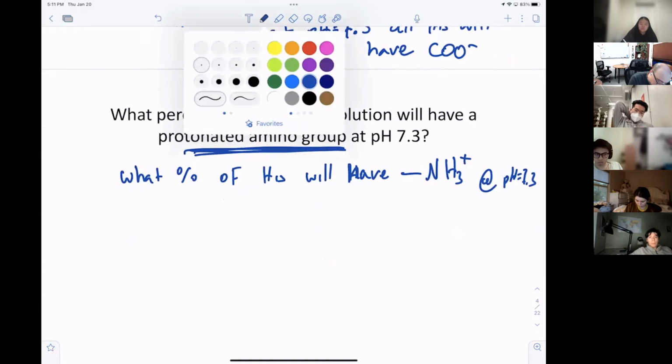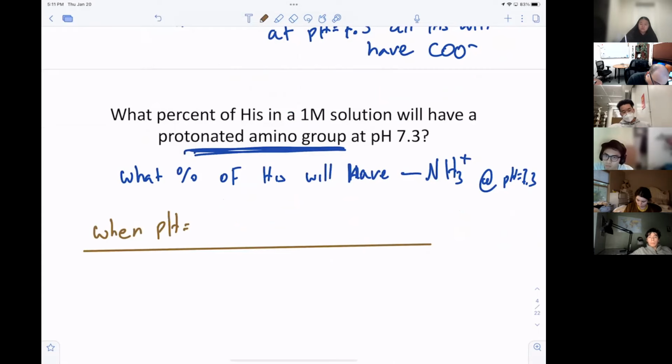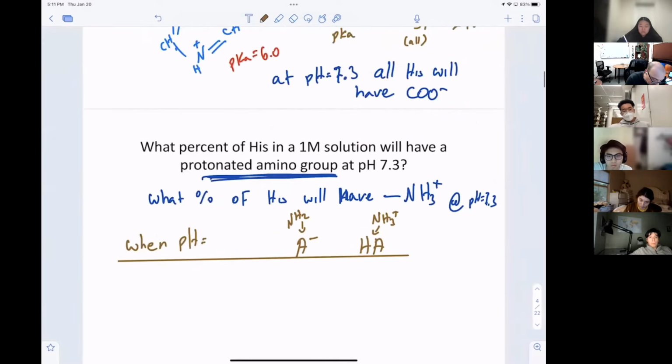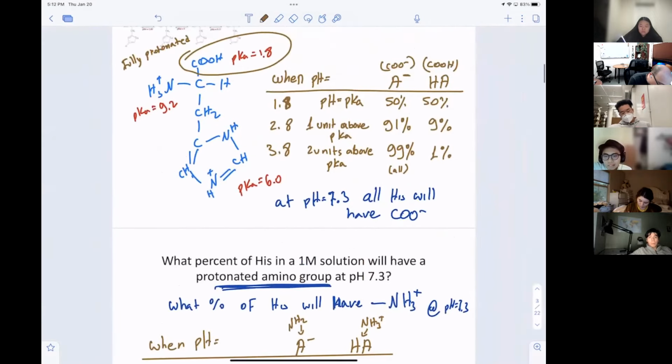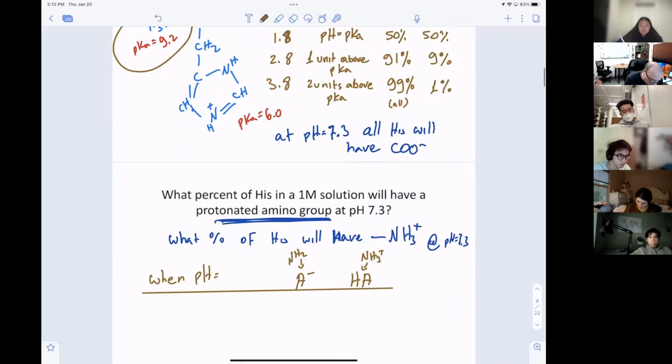So let's do it. When pH equals pKa, in this case, that's going to be the conjugate base, and that's going to be the acid or the protonated form. In this case, it's going to be my NH3 plus, and in this case, it's going to be NH2. Remind you, the pKa of the amino group is this one, and it's 9.2. So when pH is 9.2, the pH will be equal to pKa. What we can say? This is 50%, 50%.